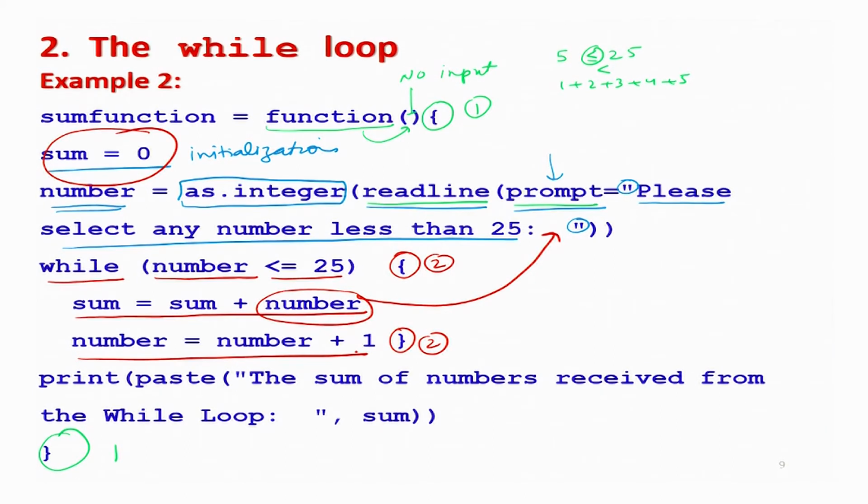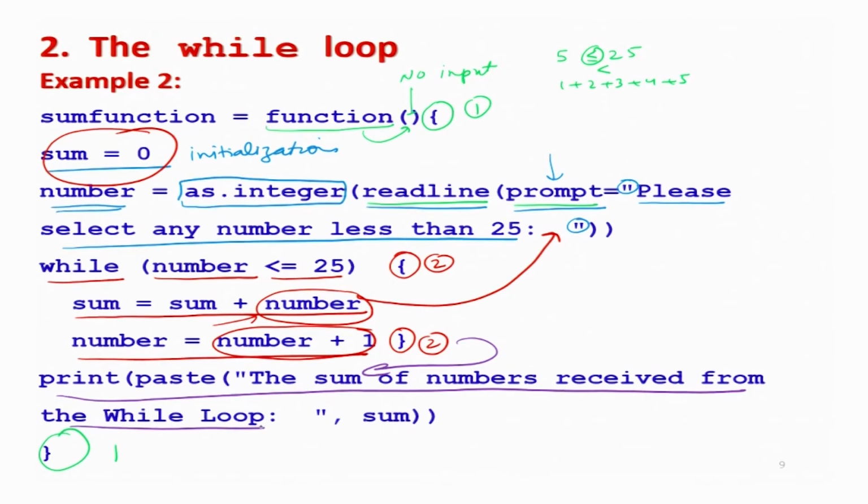Whatever number has been entered is used in the first line, and then this number is replaced by number plus 1. So, 1 is added, and as long as the condition under the while loop is satisfied, this is going to be executed. After that it will come out of the while loop and print the sum of numbers received from the while loop, whatever is the value of sum.